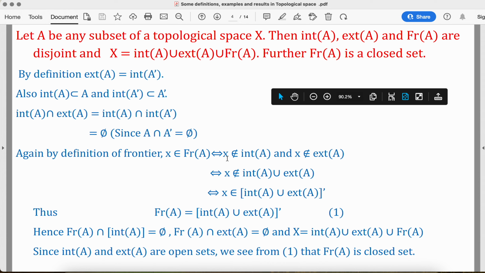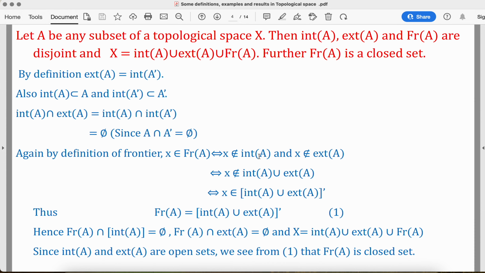Also, x does not belong to the interior of A and x does not belong to the exterior of A. So, frontier of A intersection interior of A is also an empty set, and the intersection of frontier of A and exterior of A is also an empty set. And X is equal to interior of A union exterior of A union frontier of A.